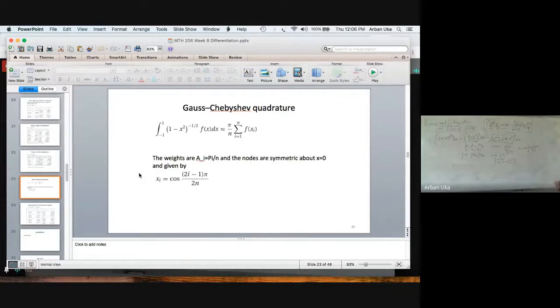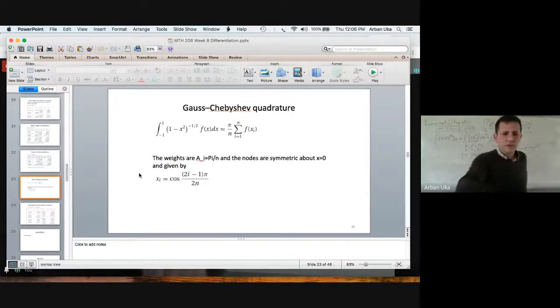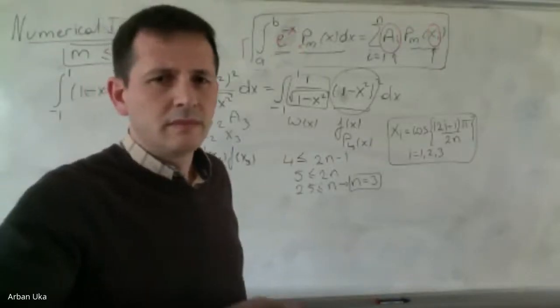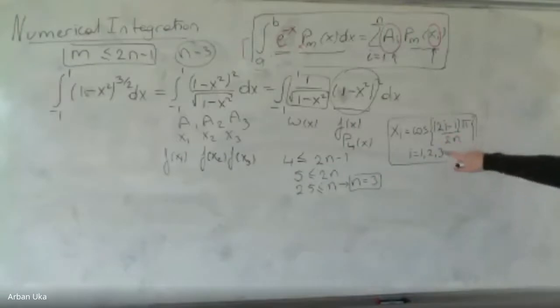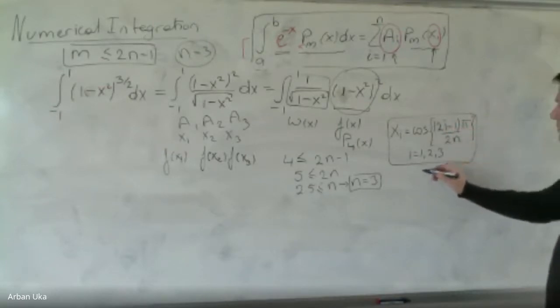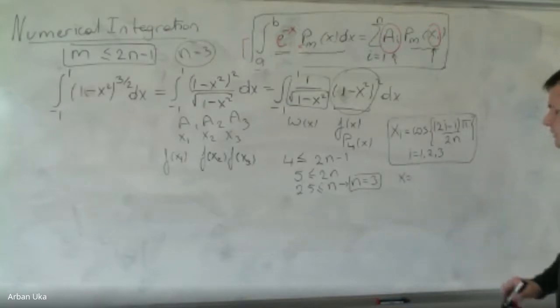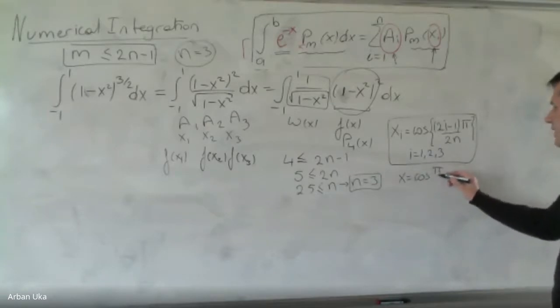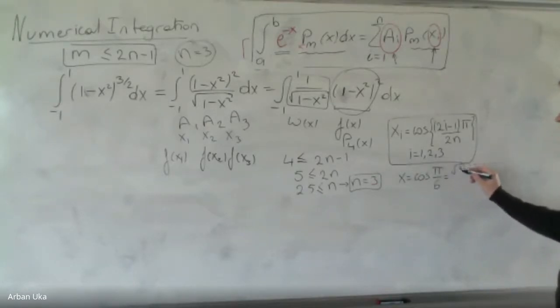Over 2n. Okay, so these are the values of x, and here i is equal to 1, 2, 3. Okay, so if we had a look here, then we just need to substitute here. This is when i is 1, this is 2 minus 1, it's 1, pi over 6. Okay, so it looks like the first value, x1, is going to be cosine pi over 6, and we know that this is square root of 3 over 2.